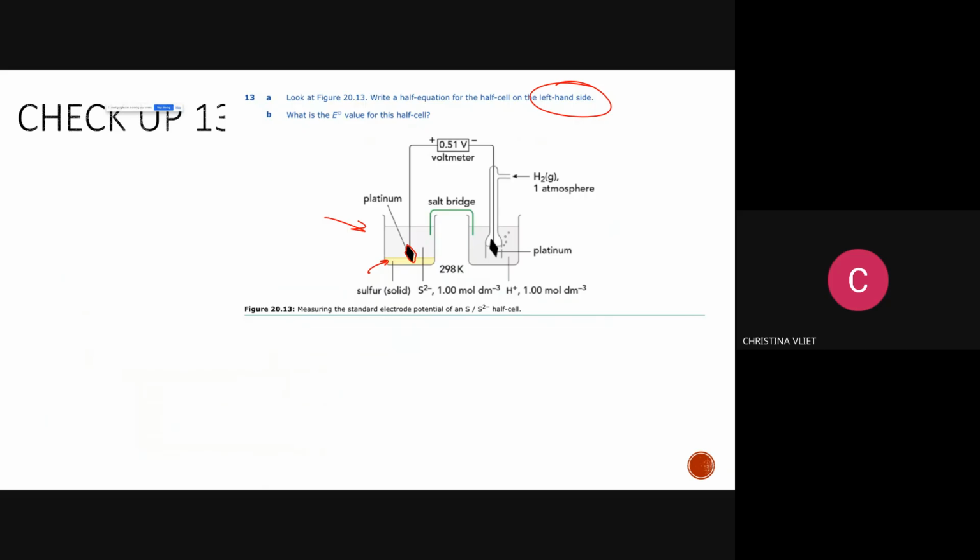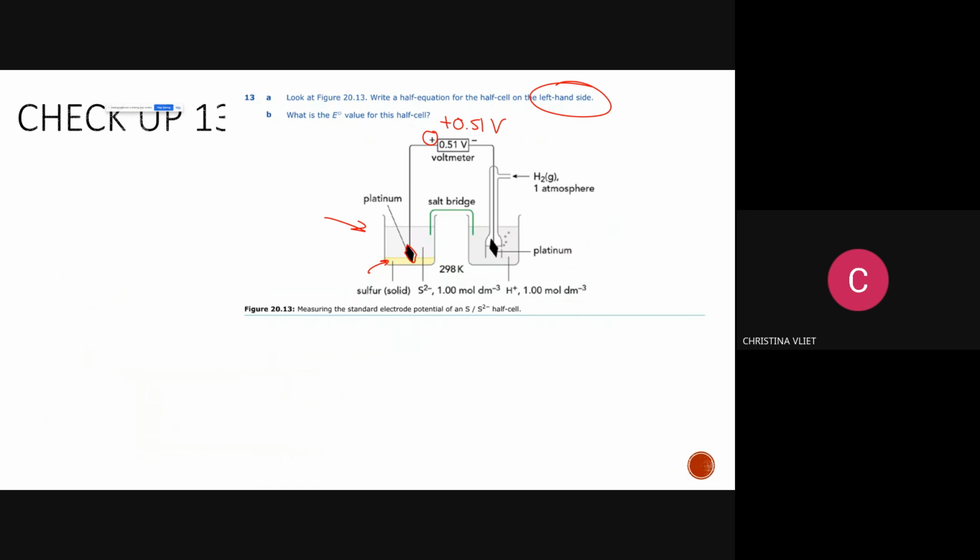So on the left side, what do I have? That's the sulfur. Is that being oxidized or reduced here? The positive number, it's reduced. Look at the number in front of the voltmeter. If it's positive, it's reduced. If it's negative, it's being oxidized. So sulfur is being reduced.